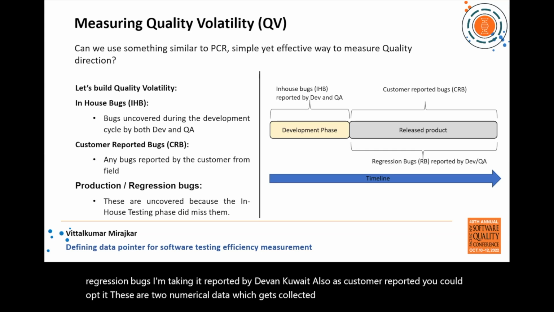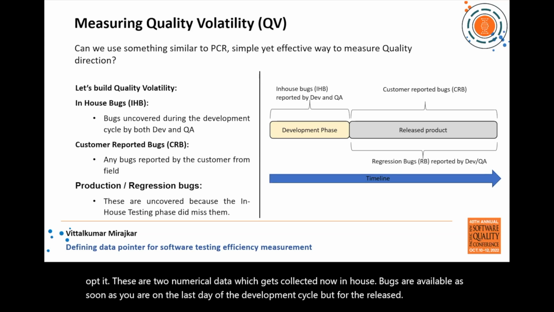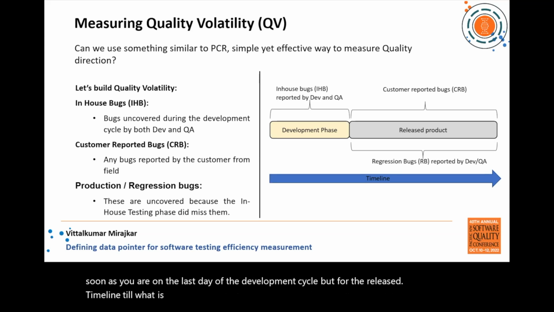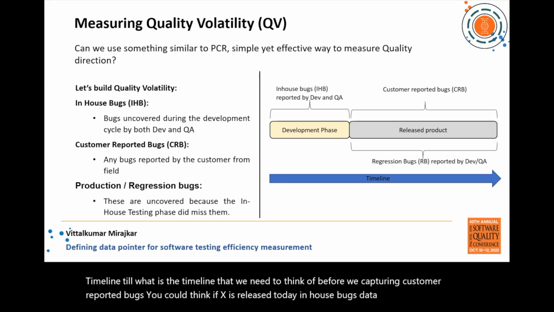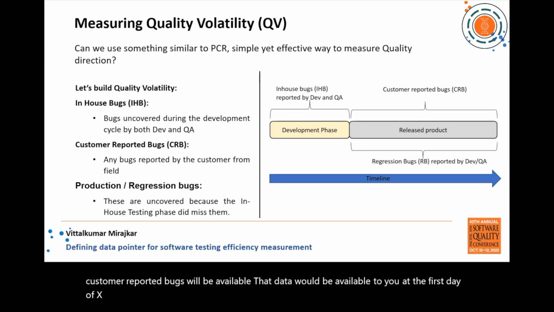Now, in-house bugs are available as soon as you are on the last day of the development cycle. But for the release timeline, what window do we need to think of before capturing customer reported bugs? If X is released today, in-house bugs data is logged, but the customer reported bugs data would be available to you on the first day of the X+1 release. So that window is considered for customer reported bugs.